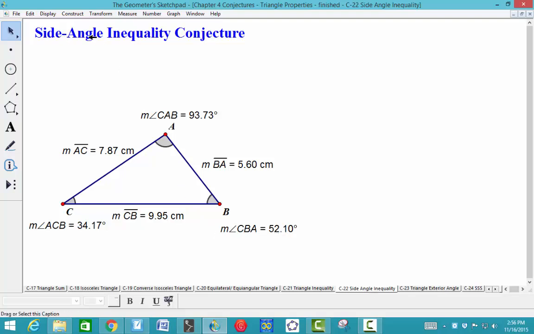Conjecture number 22, the side angle inequality conjecture. This simply states, and you can just observe it here, that if you look for the largest angle, and you go opposite from that, you will get the largest side.